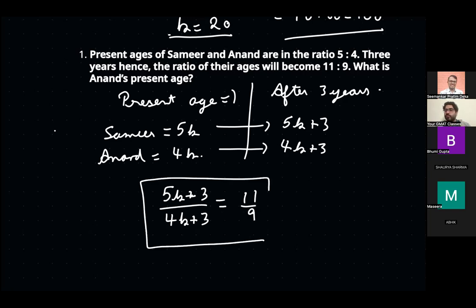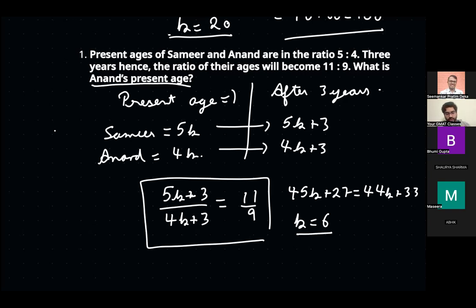Now all I need to do is cross multiply and solve it. Once I cross multiply, I'll get 45K plus 27 equals 44K plus 33. K equals 6. So if K is 6, I want Anand's present age. That would be 4K, which is 4 into 6, which is 24.